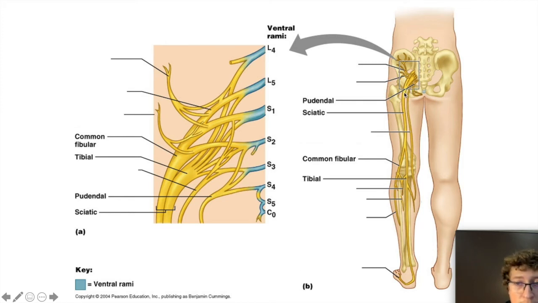Then the large nerve that is running down the posterior side of the femur is called the sciatic nerve. This will innervate the hamstring muscles, like the semimembranosus, semitendinosus, and biceps femoris, and it will also receive sensory information from the posterior thigh. Then the sciatic nerve will branch into two nerves, the common fibular nerve and the tibial nerve. The tibial nerve is going to remain posterior, so it's going to run down the back side of the tibia. Meanwhile, the common fibular is going to wrap around and innervate muscles on the anterior side of the tibia.